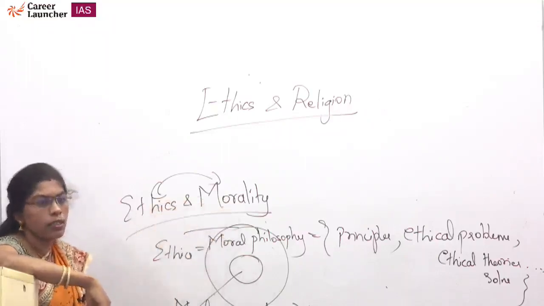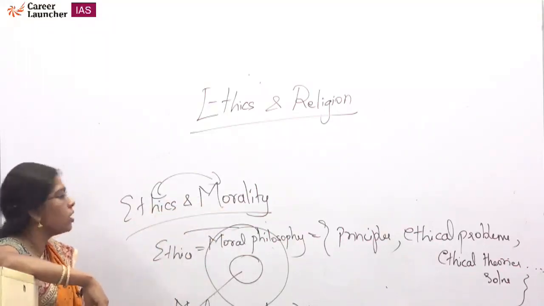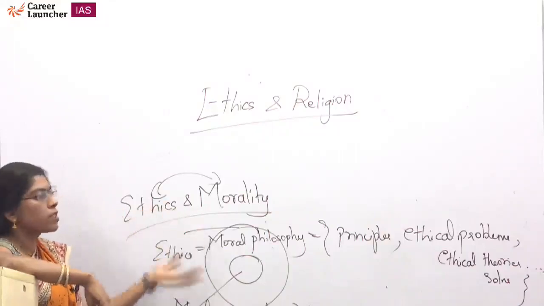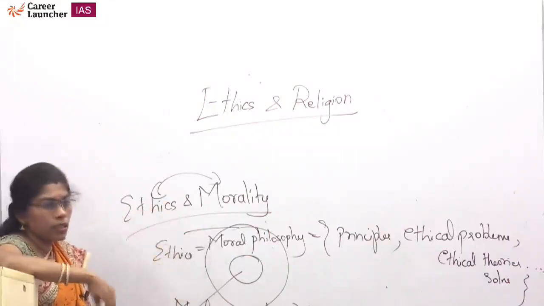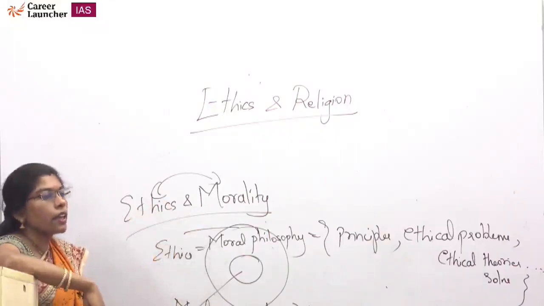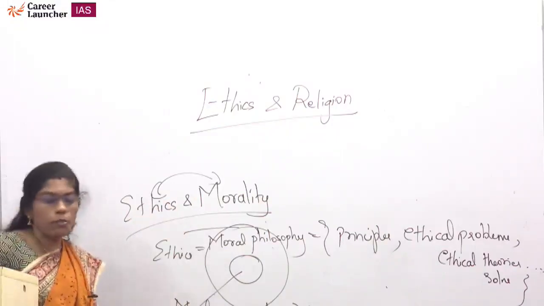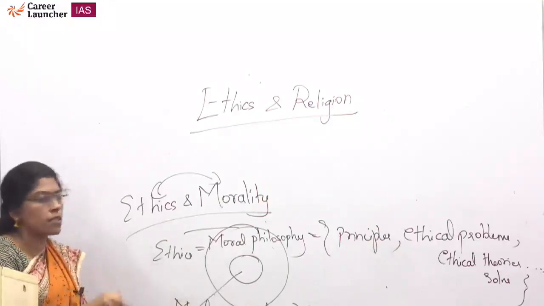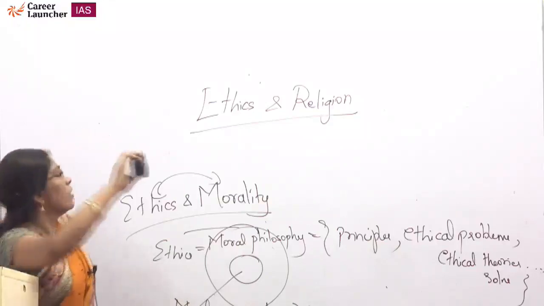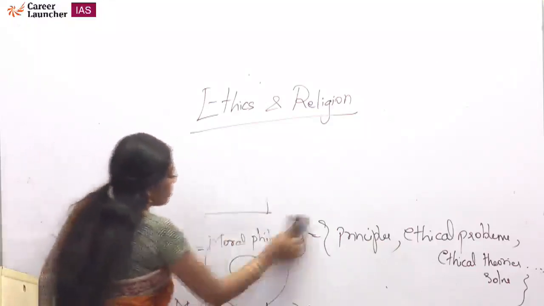It's not a fault, you can use it. Instead of saying ethically true, you can say it is morally right. Yesterday also we saw ethically right or wrong, or morally right or wrong. You can use them interchangeably, but there is this little difference. If somebody asks you, you can tell. Then comes ethics and religion. This is what we have to see.